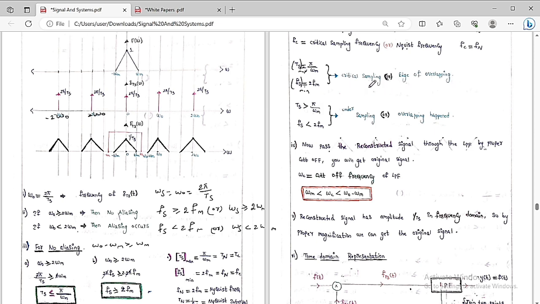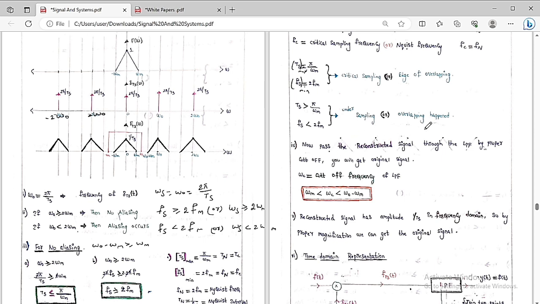These are the critical sampling or edge of overlapping. So these are called the critical sampling or edge of overlapping. What is the meaning of edge of overlapping? They are going to coincide. These full graphs, they are going to just coincide. That follows the critical sampling or the edge of overlapping. They are just going to overlap, they are going to coincide.